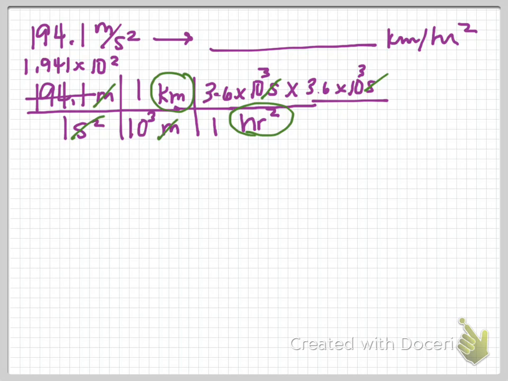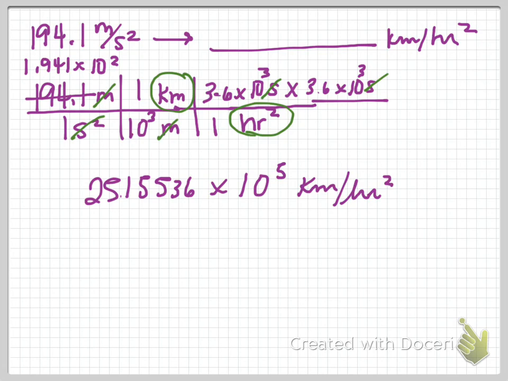All right, let's do our math. So I have 25.15536 times 10 to the fifth kilometers per hour squared. Of course, I have to do a couple of things. It's going to have to be put into correct scientific notation, and it's going to have to comply with the rules for significant figures in terms of what I can keep. Let's get it into correct scientific notation. Well, actually, no, let's round it first.